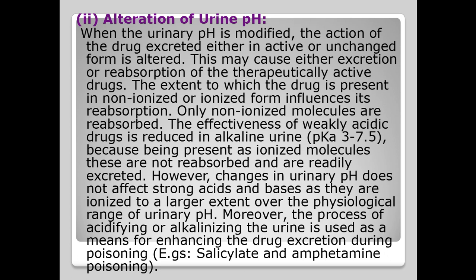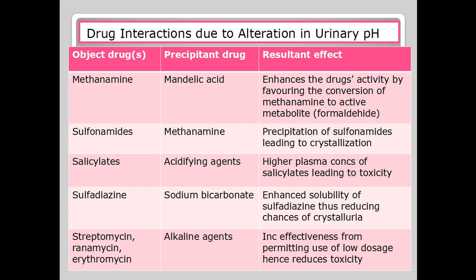So, for removing the excess drug from the body during toxicity and during poisoning, they will be using this method, and they will be either acidifying the urine or alkalinizing the urine so that they can increase the elimination of the drug. Drug interactions due to alteration in urinary pH.